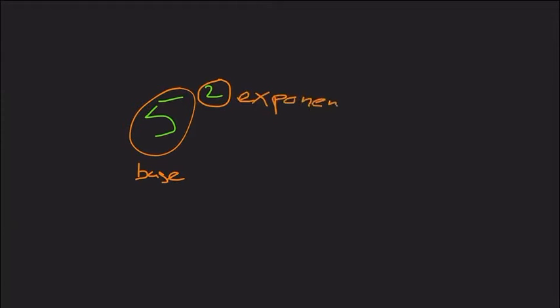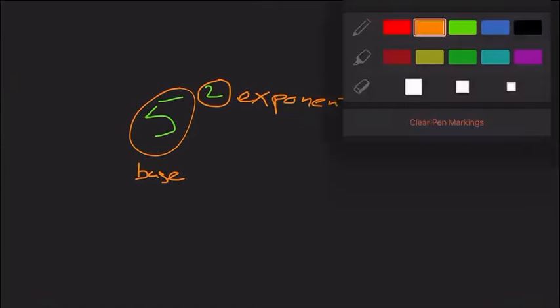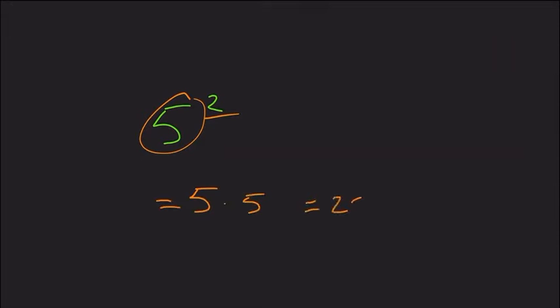When we have something like this, you want to know that the big number is the base, and the small number written up and to the right is the exponent. You may already be familiar with these terms. The exponent of a number is basically telling us how many times we're multiplying something. So 5 to the second power means take the number 5 and multiply it 2 times. So 5 times 5, which is 25.